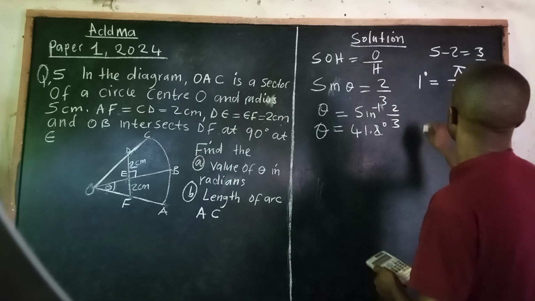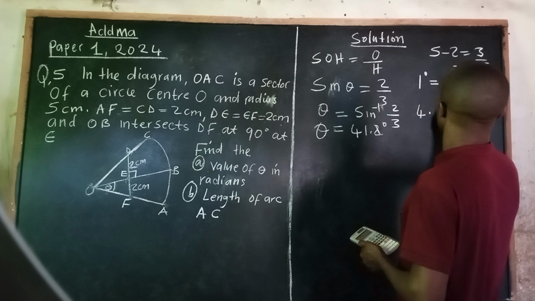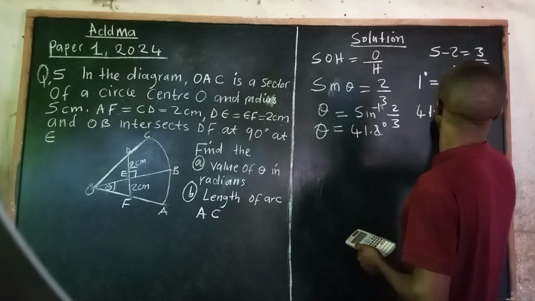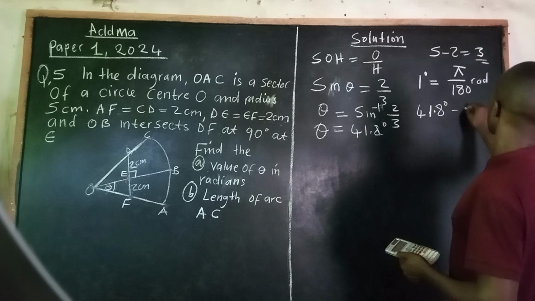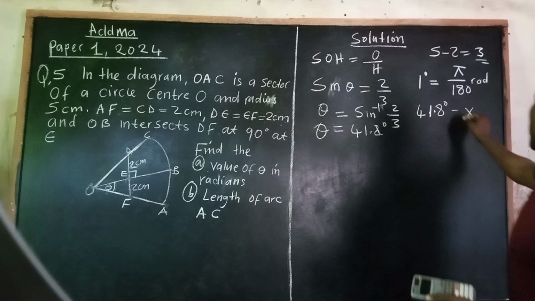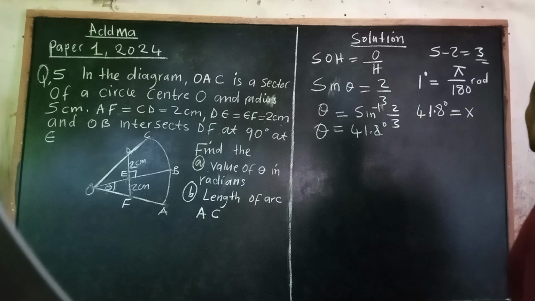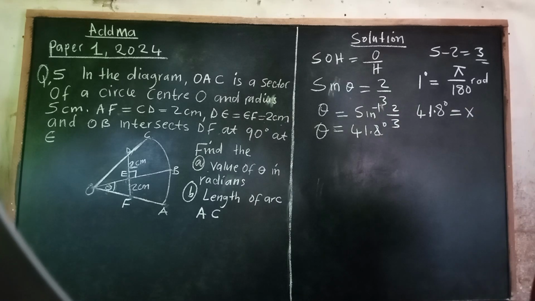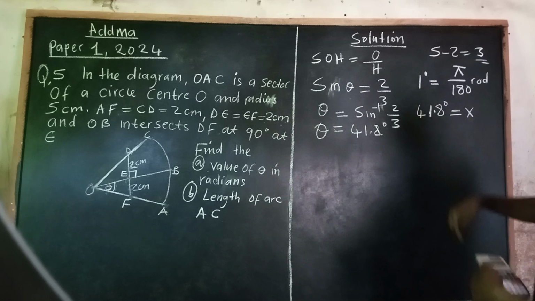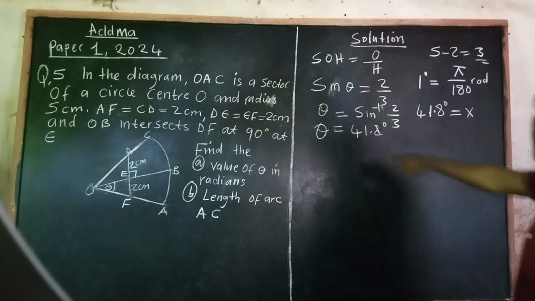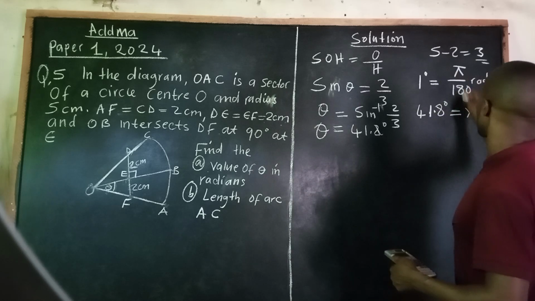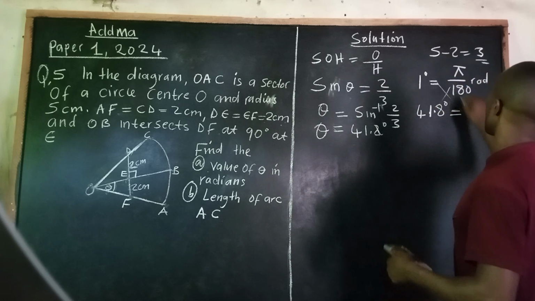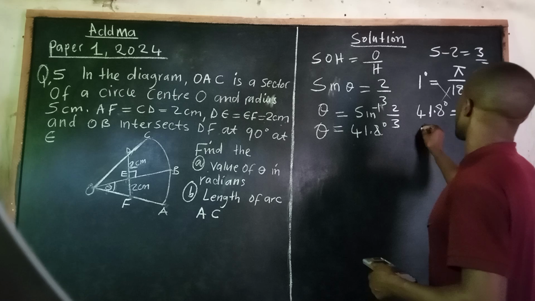So now that we have 41.8 degrees, what about the rad here? We don't know, so we are going to put x. Now what we are trying to do here is to find the value of x, that will be this angle in radians. So here we are going to cross multiply. 1 times x is x.